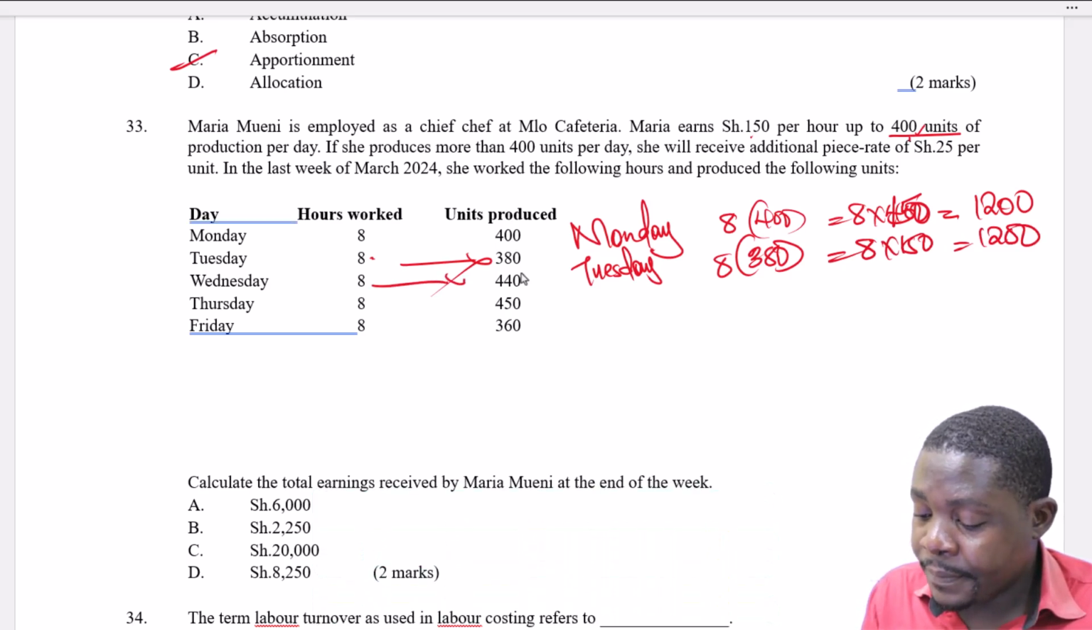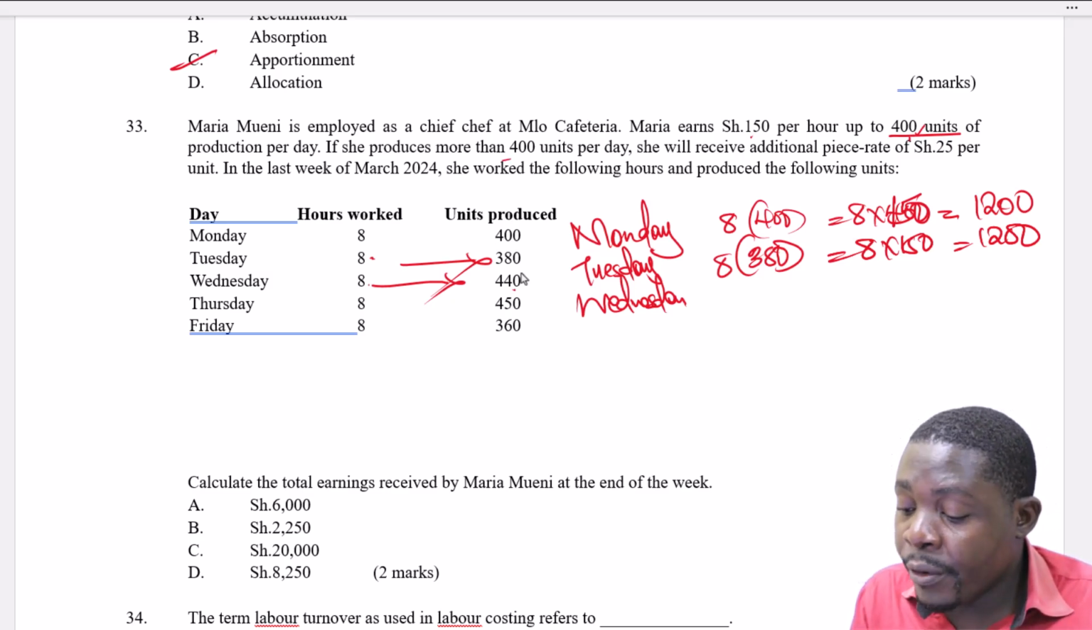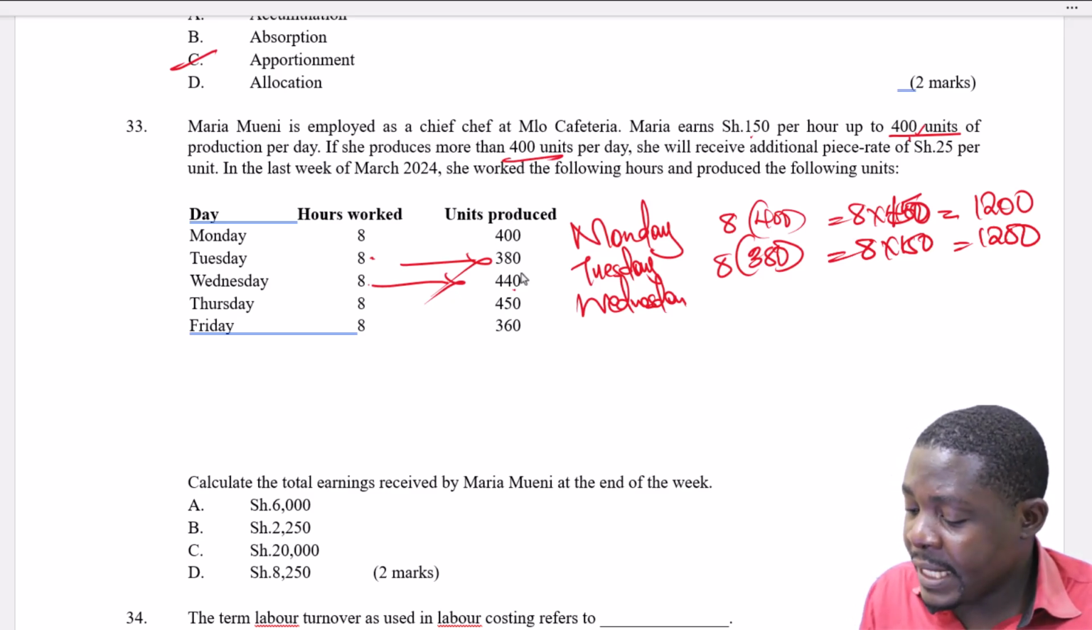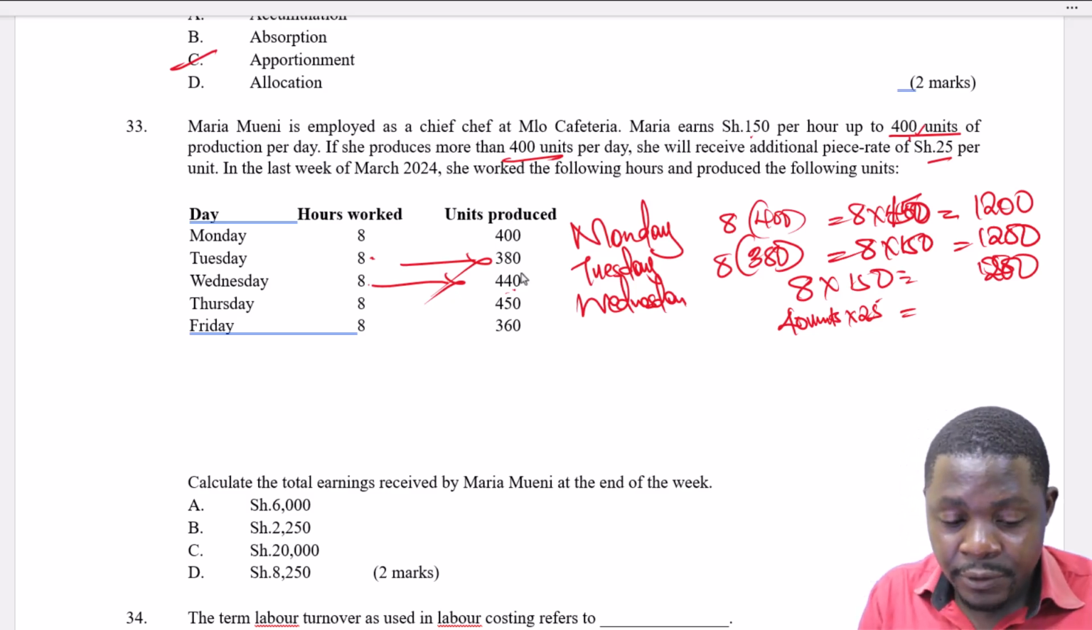On Wednesday, she worked for 8 hours, but remember she produced more units. If she produces more than 400 units per day, she will receive extra pay. Now in this case, for the first 8 hours she's going to get 150 per hour. Now the extra units, which were what? 40 units. Each unit is being paid a piece rate of 25, meaning here you get 1200, then 40 multiplied by 25, that is 1000.